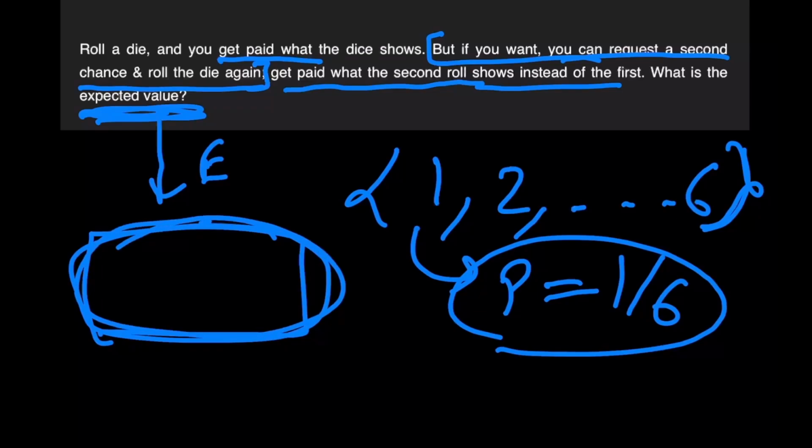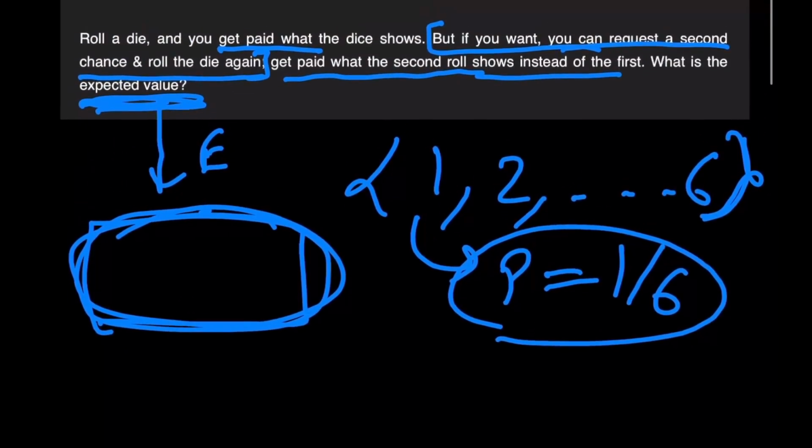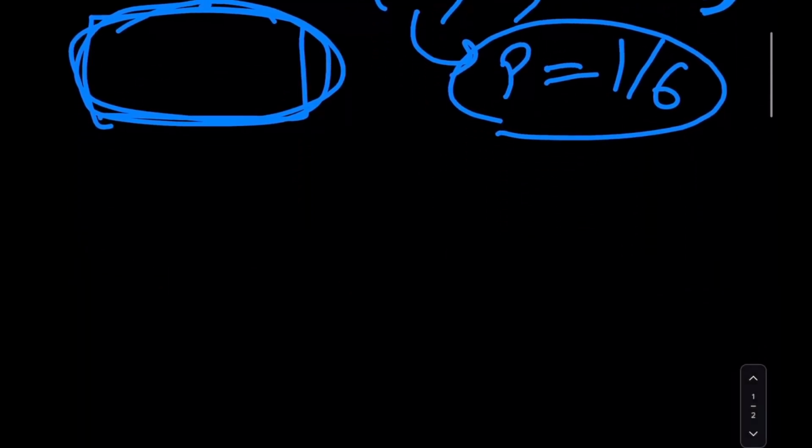Now, to go about this problem, I would say that try to start with something simple. So try to start with the case where we only roll the dice once and we get paid whatever shows up. Now, this case is pretty simple.